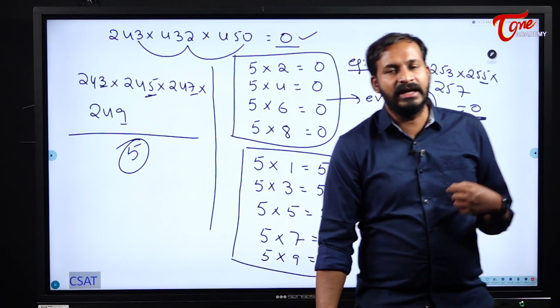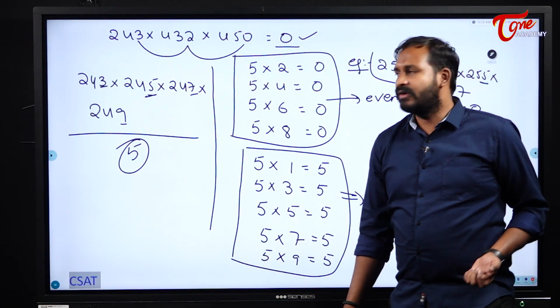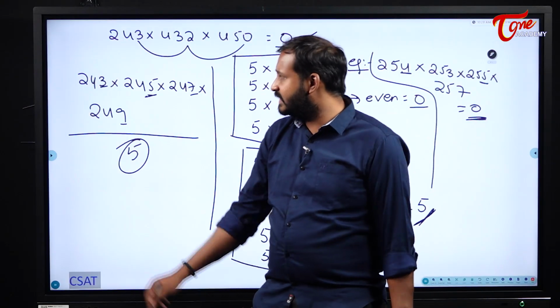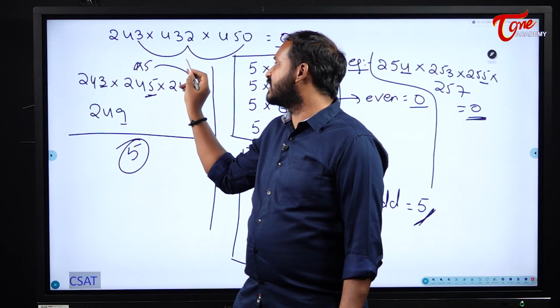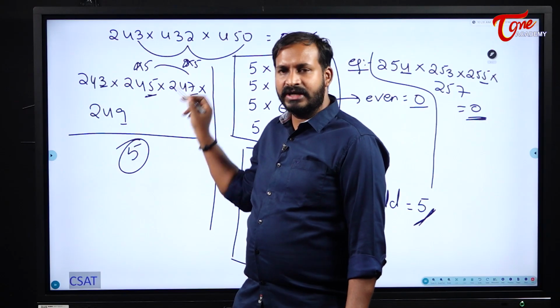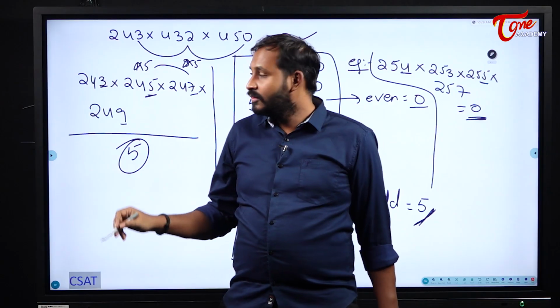So why? Because when I multiply 5 with any odd number, what is the unit digit? I will get 5 always. See here, 3 5s are 15. I will not bother about 1. I will go with 5. 5 7s are 35. I will not bother about 3. I will go with 5. 5 9s are 45. What is the final answer?